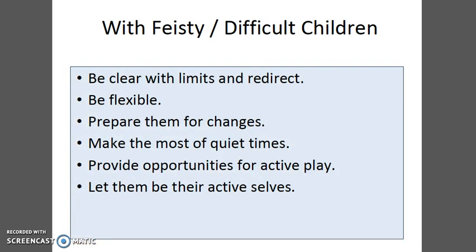And last but not least, with a child that falls in the feisty category of temperament, strategies and things to remember are to be clear with limits and redirect, be flexible, prepare them for changes in advance, make the most of quiet times, provide opportunities for active play, and allow them to be their active selves.